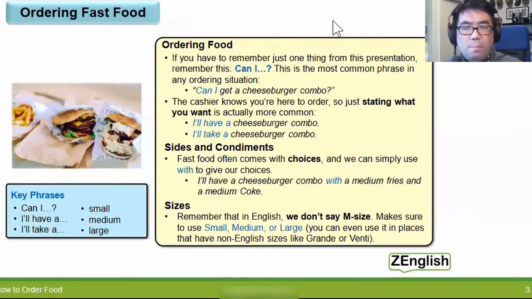Can I get a cheeseburger combo? Can I get a fries with a medium Coke? Can I get a cheeseburger combo with a medium fries and a medium Coke? All right. We might be at a restaurant. Can I get the lasagna? Right? Or can I get a glass of red wine?